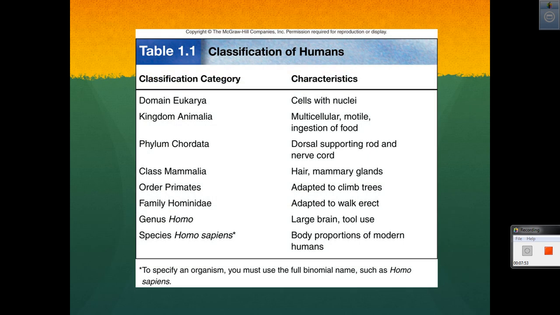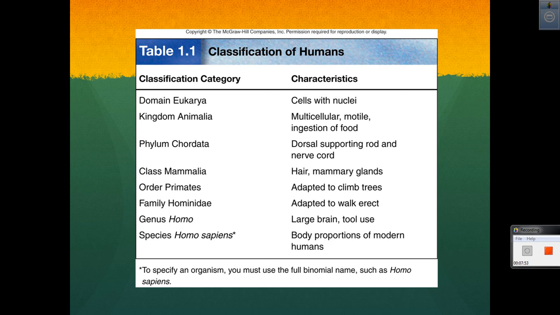So the classification of humans. Well, we are in these following domains: kingdoms, phylums, class, order, family, genus, and species. And the characteristics of those things are listed to the right. So in the eukaryon domain, we have cells that have nucleuses. In kingdom Animalia, multicellular, motile, and ingestion of food.